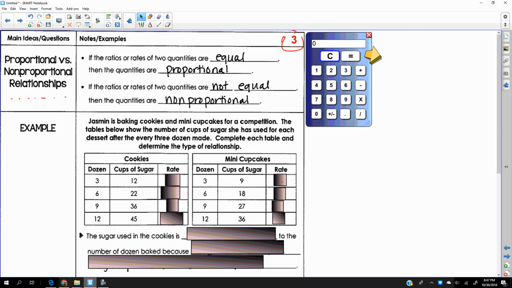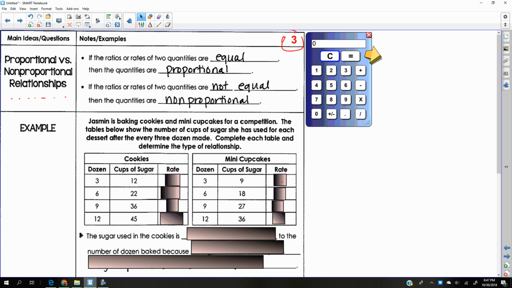Jasmine is baking cookies, and she's also making mini cupcakes for competition. The tables below show the number of cups of sugar that she has used for each dessert after every 3 dozen that she made. So you're going to complete the table and determine the type of relationship. We're going to do these together.